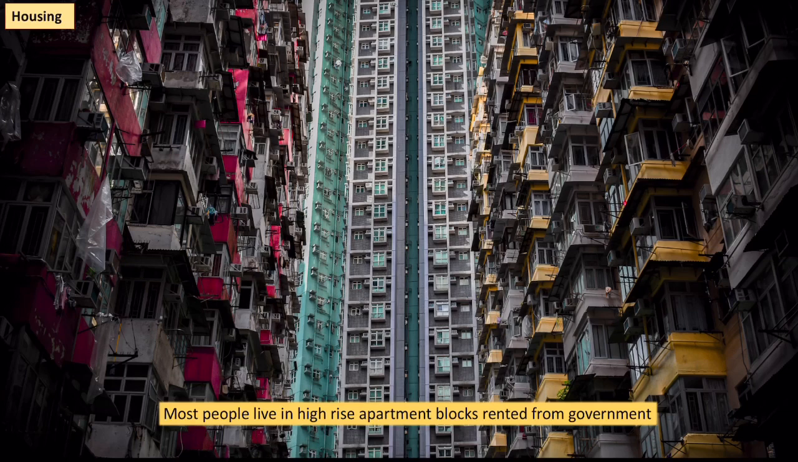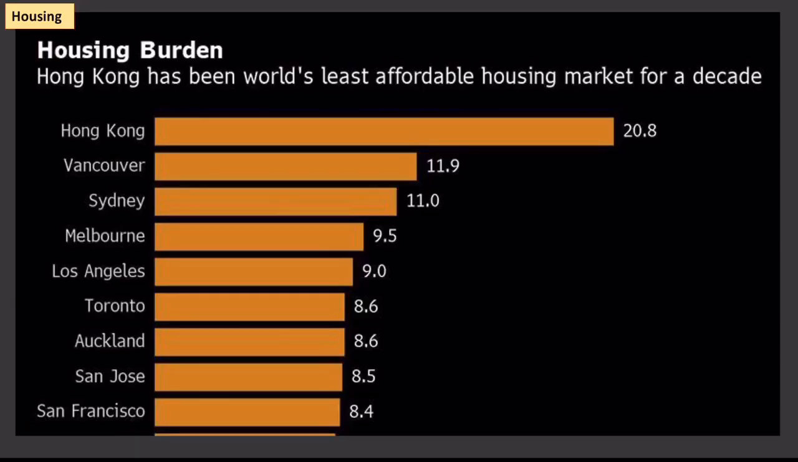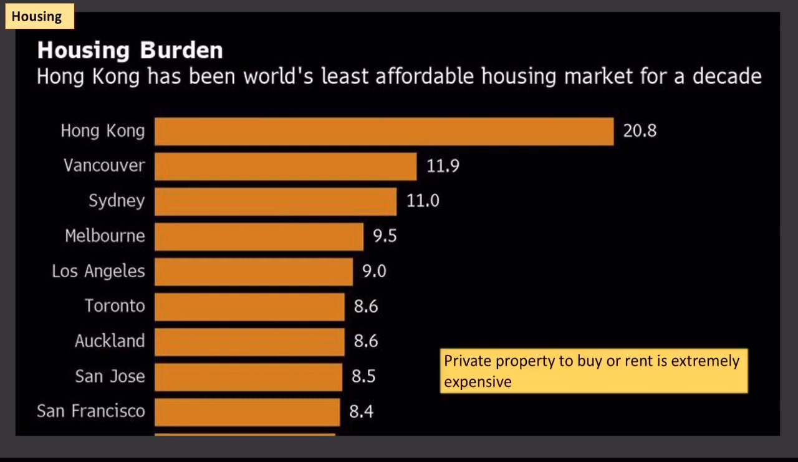Most of the people live in flats like this, high-rise apartment blocks that they rent from the government. That is largely because the private market is so expensive. We can see from this graph that it's one of the least affordable housing markets in the world, whether you're renting or buying private property.